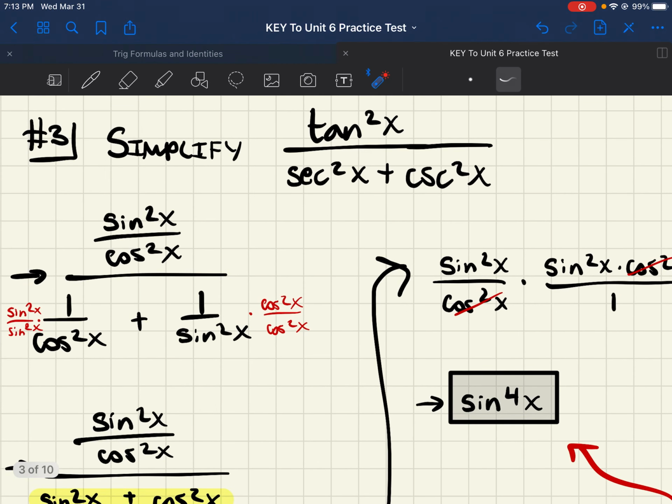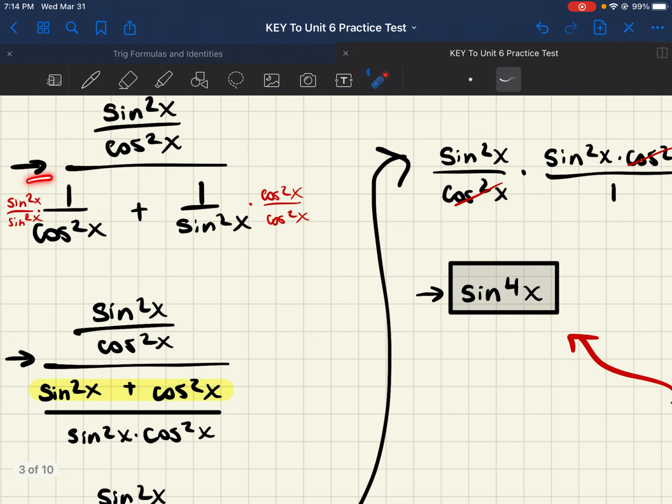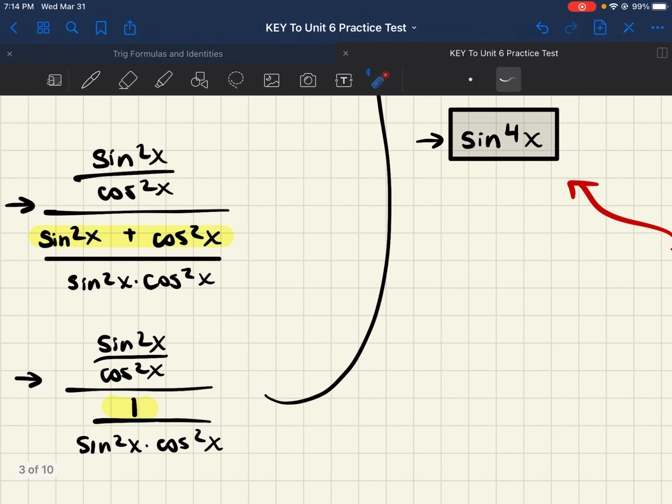Now notice in this denominator, we want to add these two fractions, but they don't have common denominators. So we need to get a common denominator of sine squared of x times cosine squared of x. So we multiply this by sine squared of x over sine squared of x, and we multiply this by cosine squared of x over cosine squared of x. What this will do for us is we'll get sine squared of x plus cosine squared of x over the now common denominator, sine squared of x times cosine squared of x. And then we also know from our Pythagorean identities that sine squared of x plus cosine squared of x is equal to 1. So we go ahead and make that replacement.